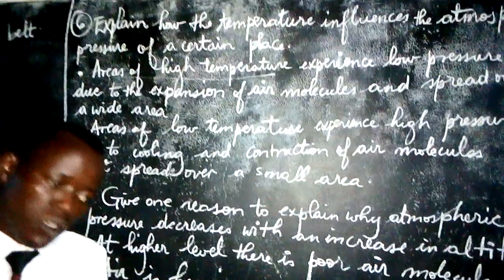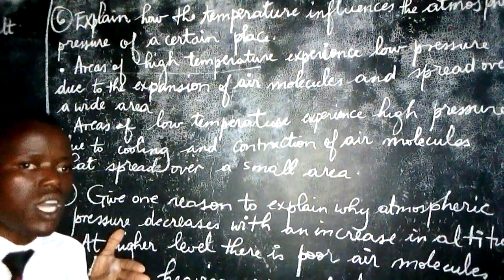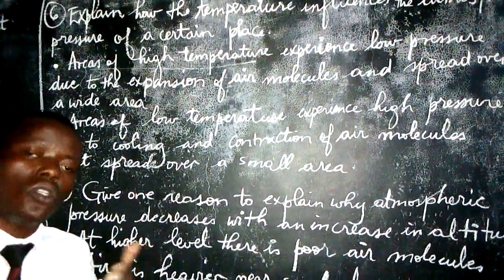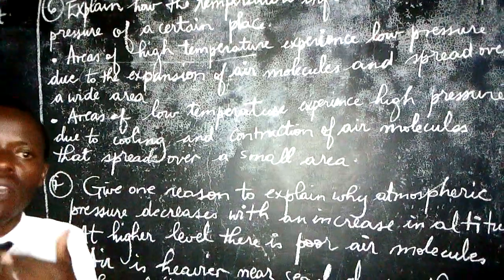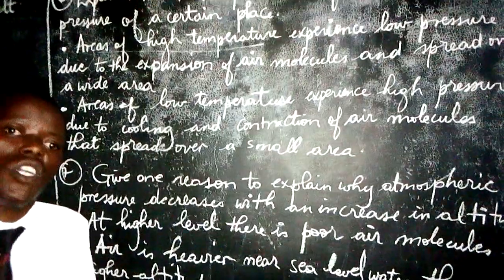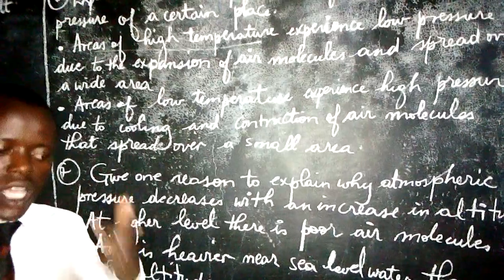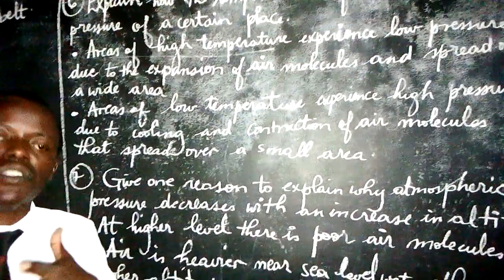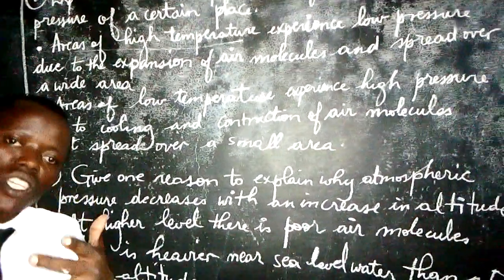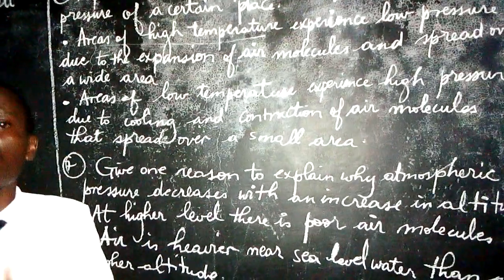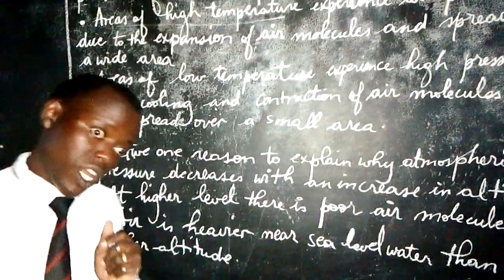You will notice two things. The area of high temperature experiences low pressure due to the expansion of air molecules that spread over a large area. And secondly, the area of low temperature experiences high pressure due to the cooling and the contraction of air molecules that spread over a small area.